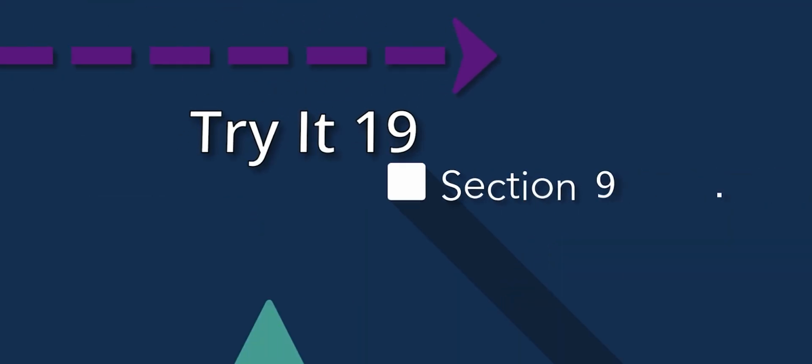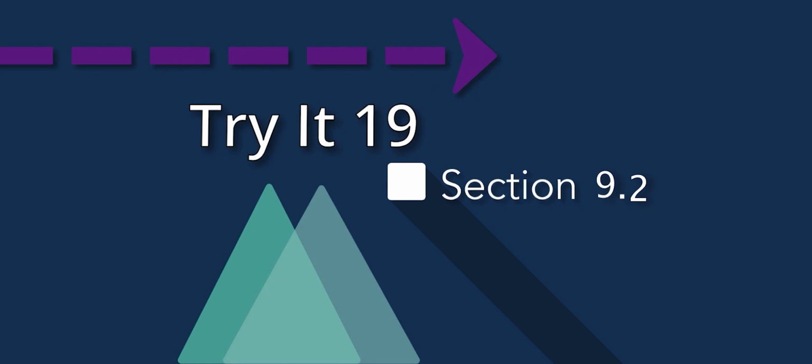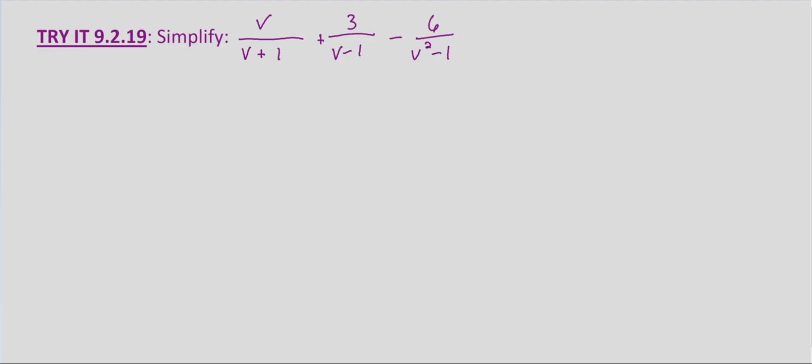So now we're looking at addition and subtraction of rational expressions when we have more than two rational expressions. The process is essentially the same, it just adds an extra step. Since these first two rational expressions just have denominators that are binomials, it makes sense to go ahead and factor the last one.